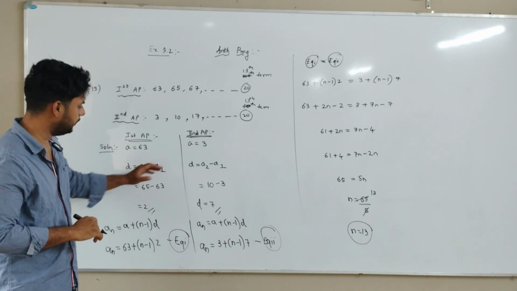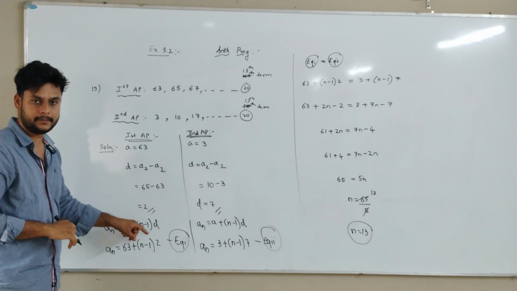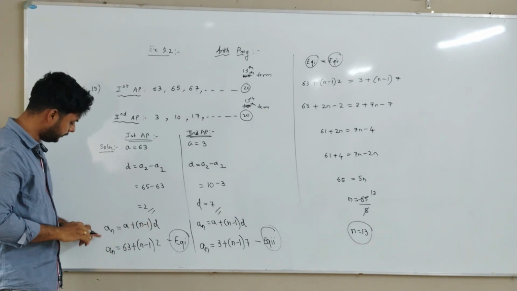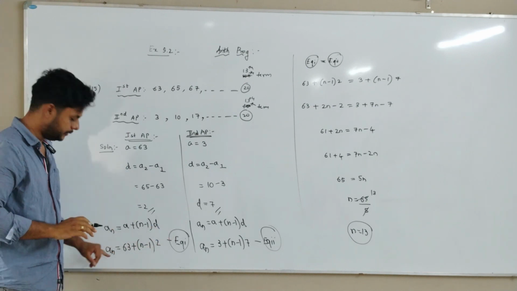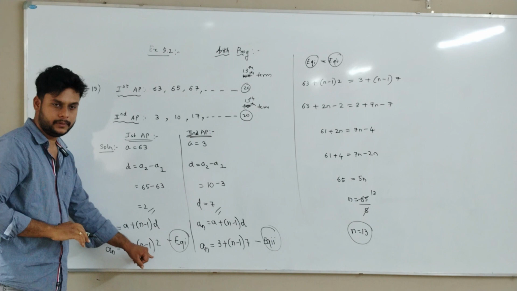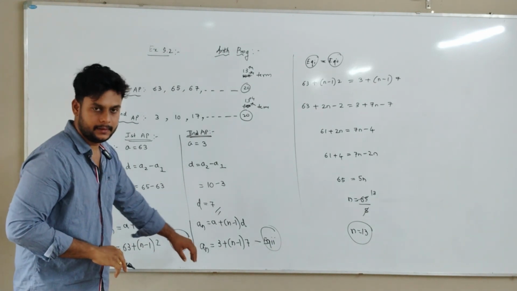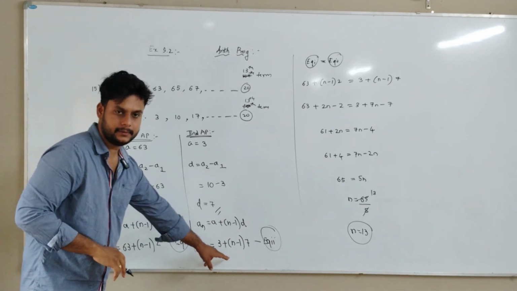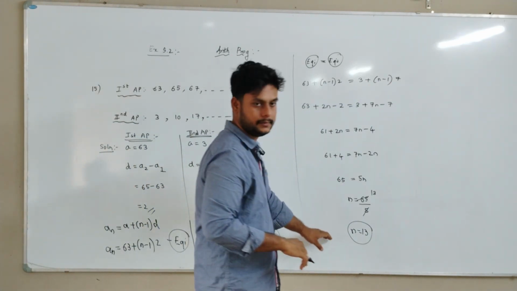I found A and D. Similarly here A and D I found, and I made one equation out of AN is equal to A plus N minus 1 into D. AN is the same here also, here also. Both will hold the same value, 20, 20. So AN is equal to A is 63, D is 2, N keep it as it is because we are finding that only. Here also same. Then I equated this equation and this equation.